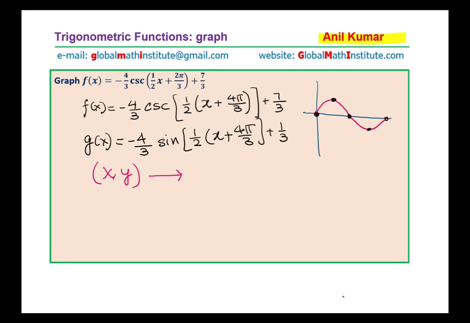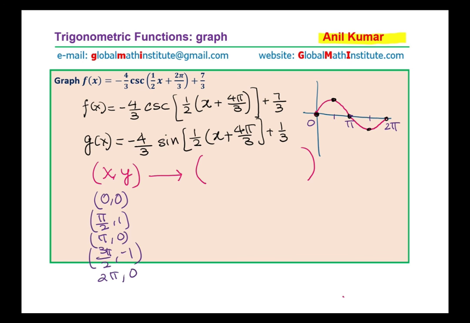Now, after transformation, what happens to these? This is what we're looking for, correct? So the five key points for us are 0, 0, and then pi by 2, 1, and then pi, 0, and 3 pi by 2, minus 1, and 2 pi back to 0. Correct. So you got these points.